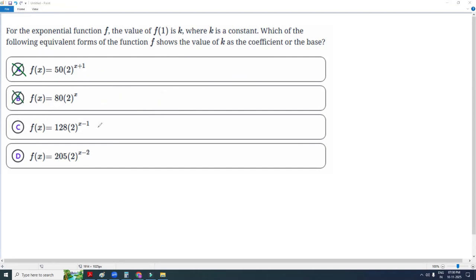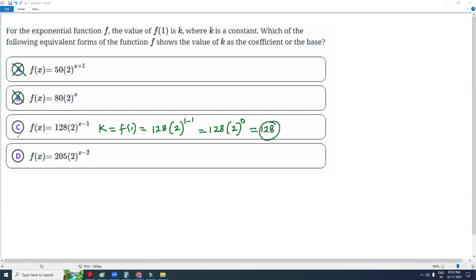Okay, now let's verify answer choice C, that is k equals f of 1. Then we have 128 times 2 to the power of, let's plug in 1 for x over here, then we get 1 negative 1. Then we get 128 times 2 to the 0th power. Any non-zero number raised to the power of 0 is equal to 1. So the value of this one is 1. 1 times 128 is 128.